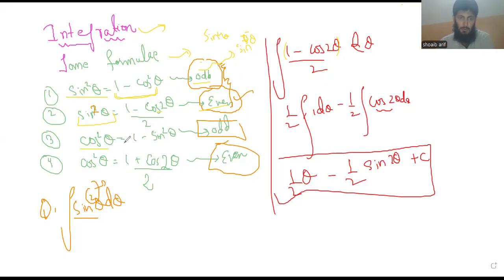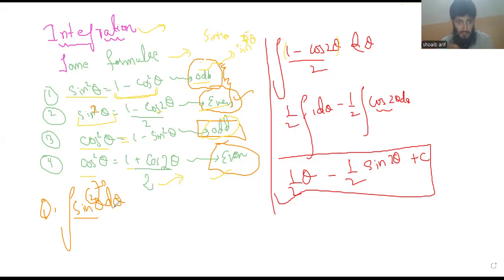So cos square theta is equal to 1 - sine square theta. This formula is applicable for odd power of cos theta. And cos square theta is equal to 1 plus cos 2 theta divided by 2. This formula is applicable for even power of cos theta. Okay. So we have a question.